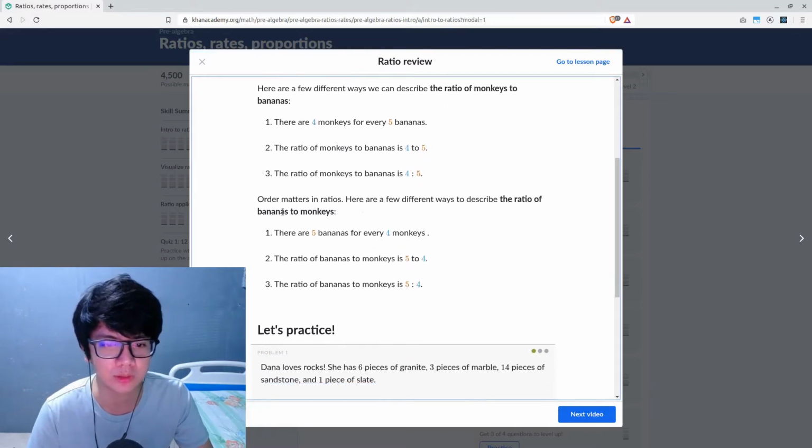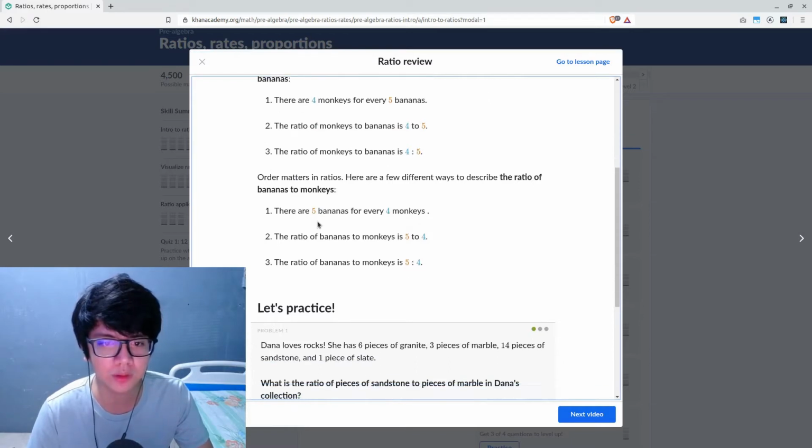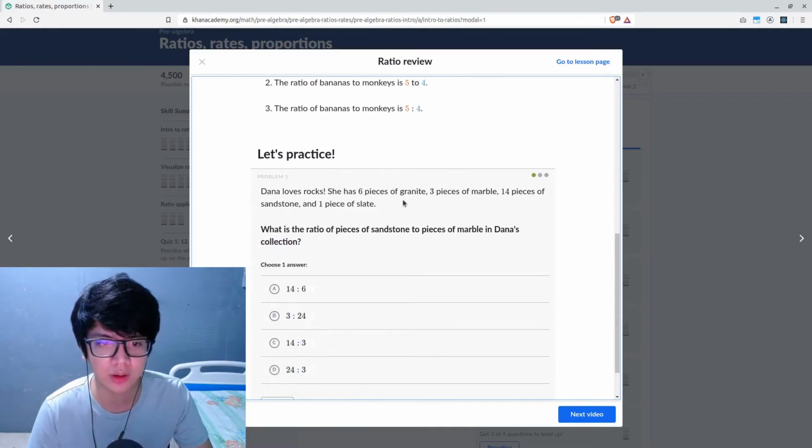This is the notation. Order matters in ratios. The ratio of bananas to monkeys is 5 to 4. It's the same thing, just reversed.